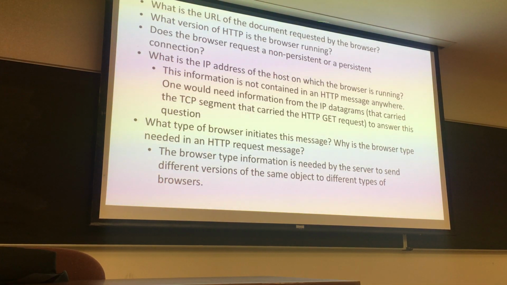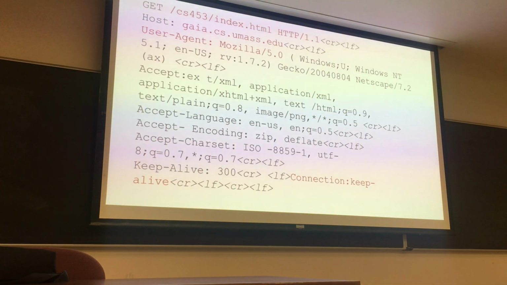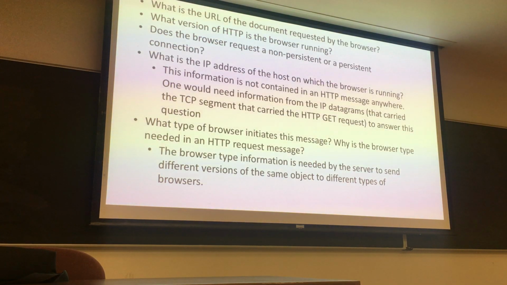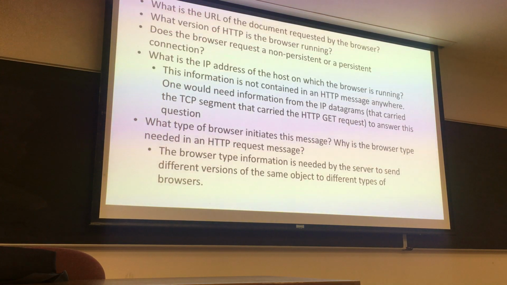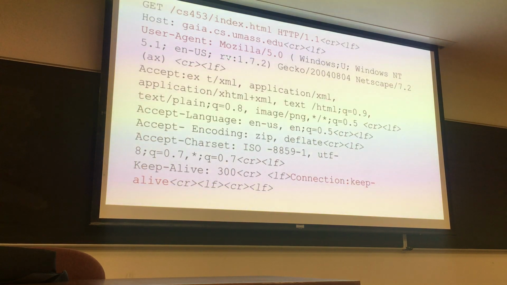So what is the URL of the document? It's right here. The version of HTTP is 1.1. Is the browser requesting a non-persistent or persistent connection? It's here, connection keep-alive, that means it's a persistent connection.